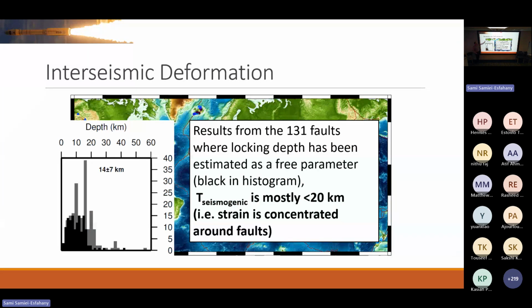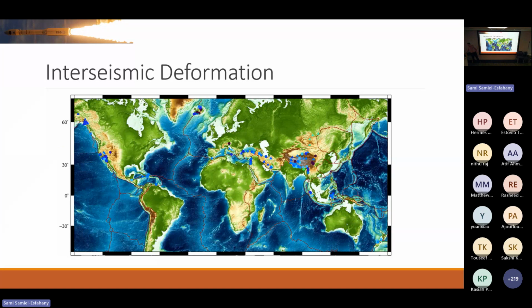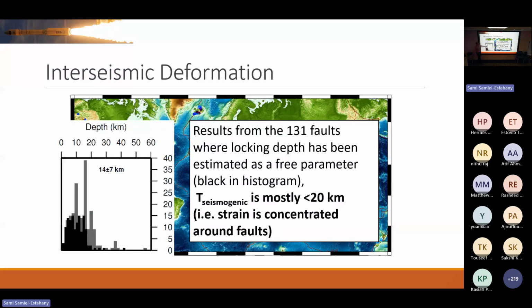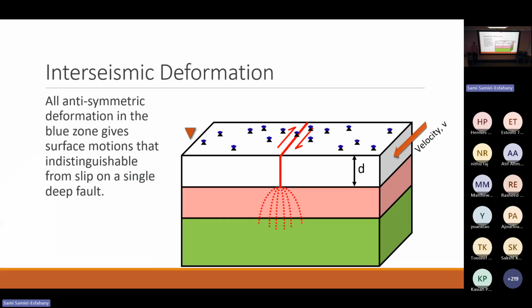So we picked up different areas of the world where we estimated those. Show the map again. Yeah, these are faults all around the world, and then we get seismogenic thicknesses mainly less than 20 kilometers. So it's not all of the continental crust, that may be 35 kilometers, maybe 70 kilometers. In Tibet, for instance, it's less than that.